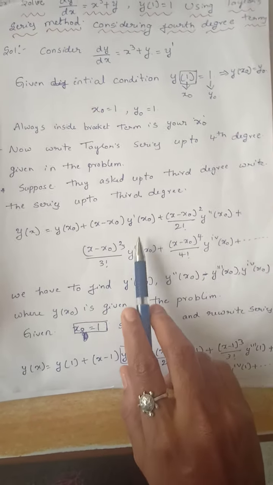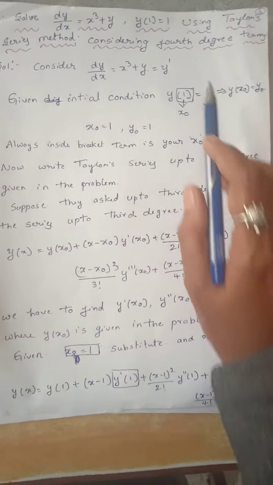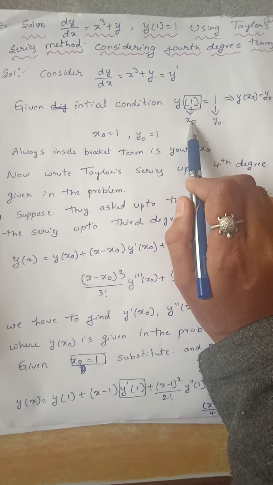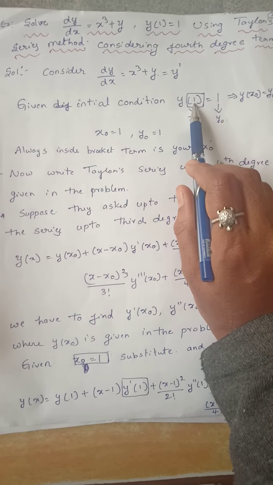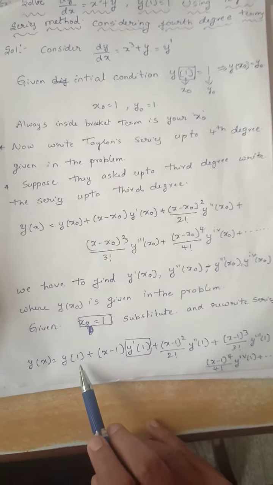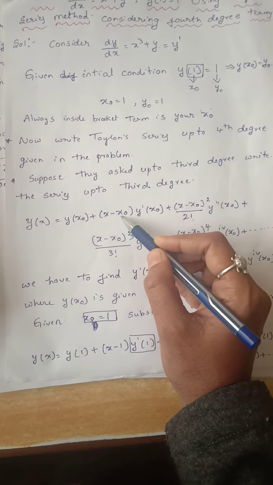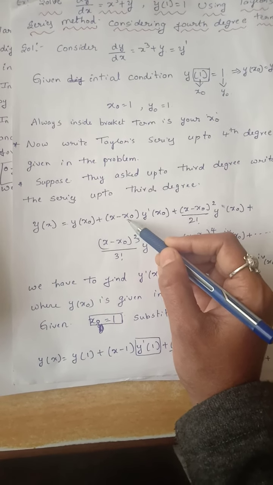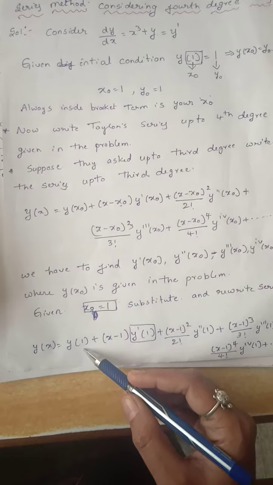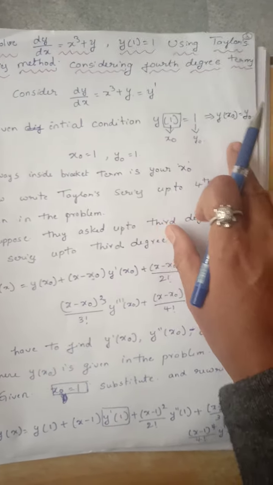Now, after writing the series, what is our x naught in the problem? You have to substitute. What is our x naught here? See, I am telling one more time, always the inside the bracket term is your x naught. So x naught is 1, substitute here, rewrite the same series one more time. You have to substitute in the place of x naught, not in the place of x. It becomes, the series become like this, after substituting 1 in the x naught place. The x naught value they give in the problem itself. The value inside the bracket term is your x naught.